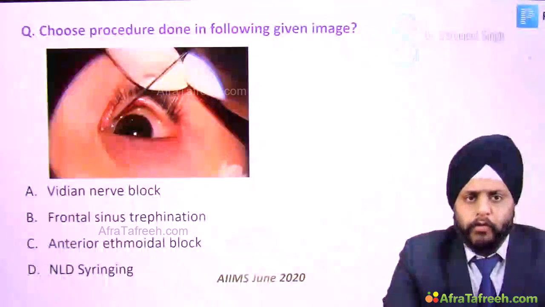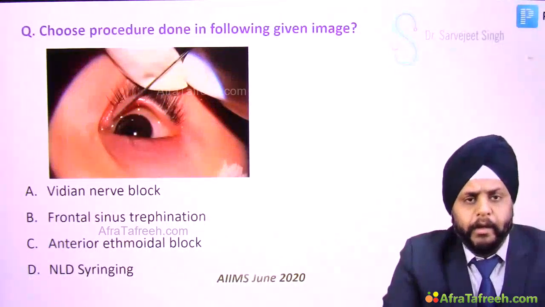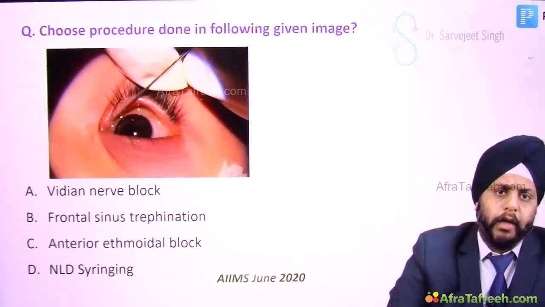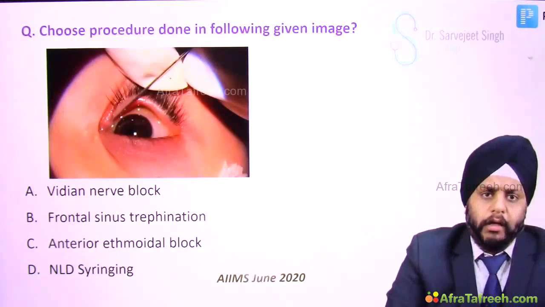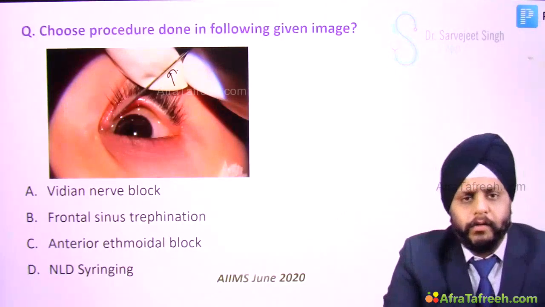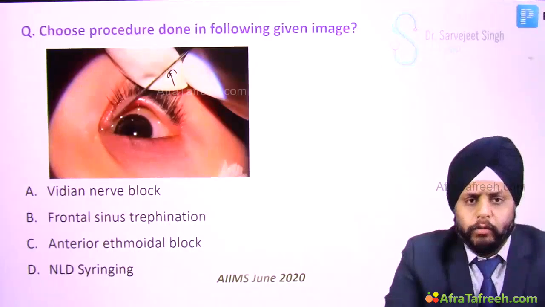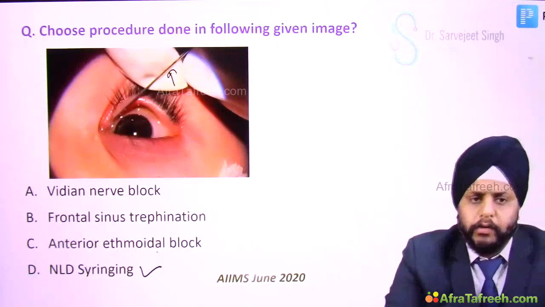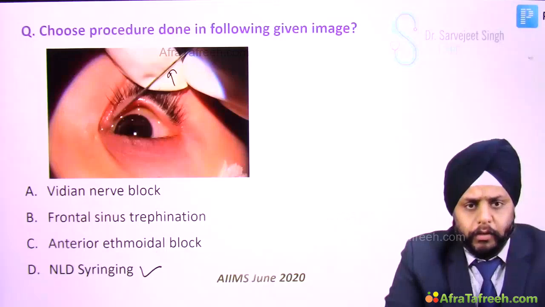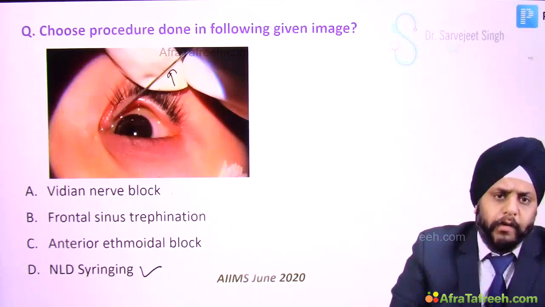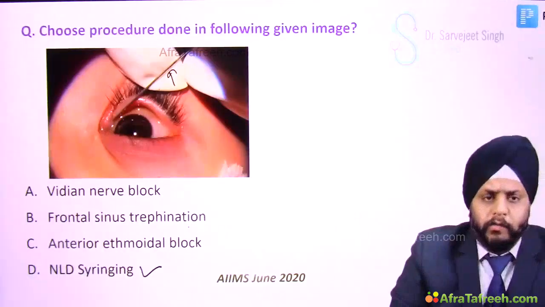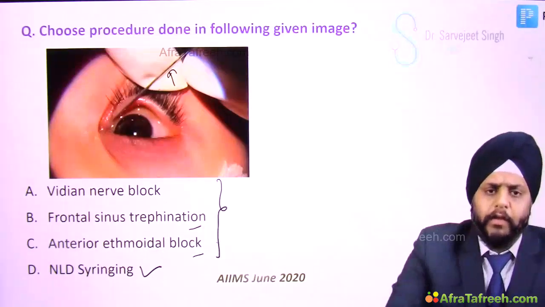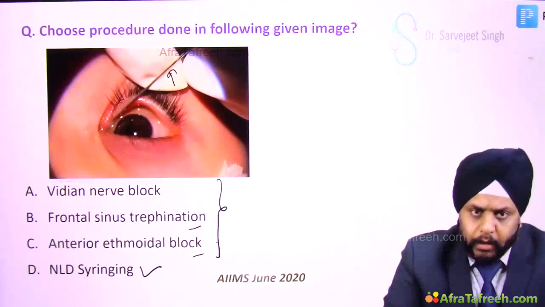Okay, this question was also asked in the exam. Choose the procedure done in the following given image. So what can you see over here? You can see that this needle, this syringe, is being passed so as to open the NLD. So this is nasolacrimal duct NLD syringing. That is the answer to this question. Okay, the remaining three choices: Vidian nerve block, frontal sinus trephination, anterior ethmoidal block, these we will be studying in some time, right?